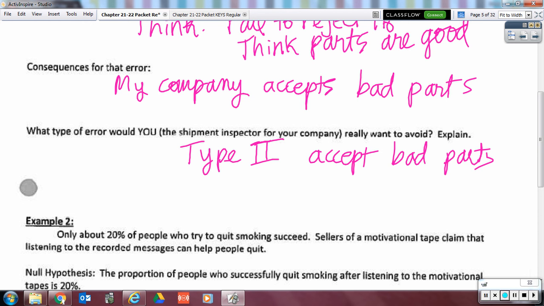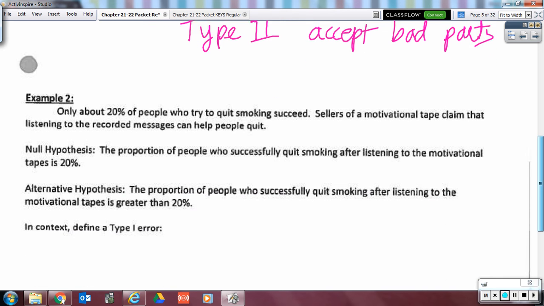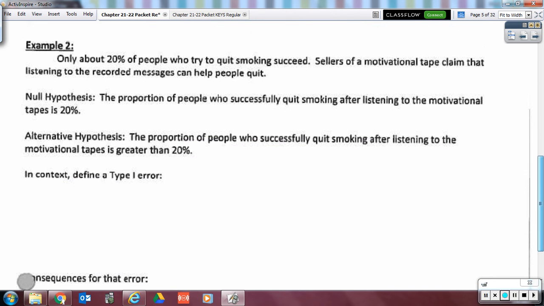Okay? Now that we've walked through that very carefully, let's do one more example real quickly and then we'll be done. It'll go a lot faster now that we already know all the stuff we need to know. So here we go.